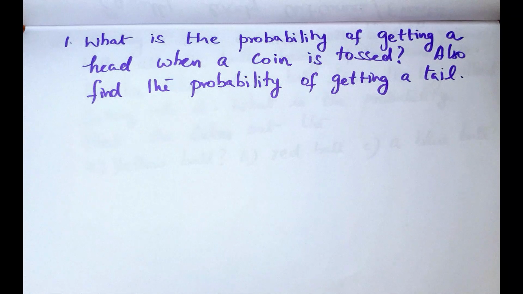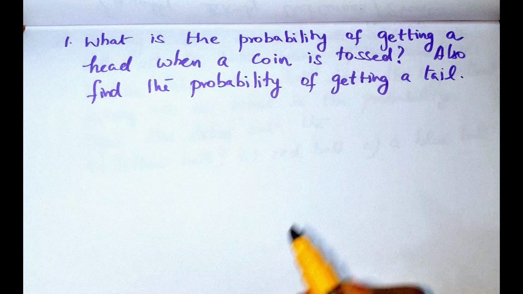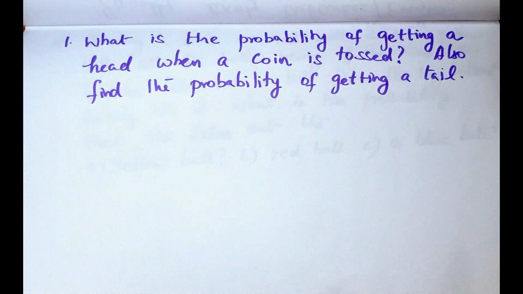What is the probability of getting a head when a coin is tossed? Also find the probability of getting a tail. First we have to write what the possible outcomes are. In this problem we are going to find two things: one is the probability of getting a head, the other is the probability of getting a tail. We have to find those one by one.